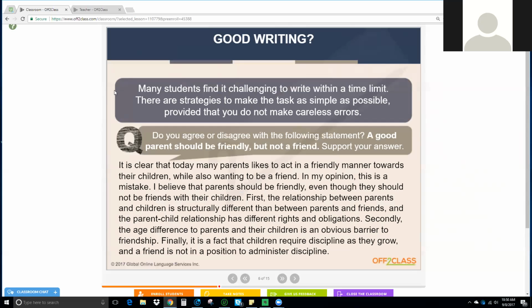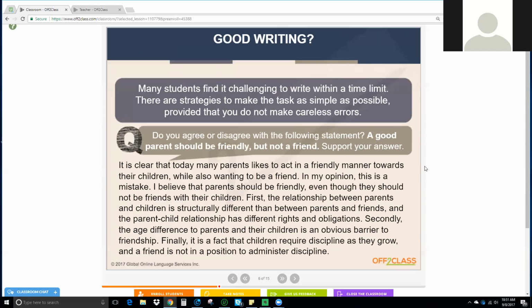So here's another example question. Do you agree or disagree with the following statement? It's actually the same question. A good parent should be friendly, but not a friend. All right, here's a sample answer, and I'm going to go ahead and read this. It is clear today that many parents likes to act in a friendly manner towards their children, while also wanting to be a friend. In my opinion, this is a mistake. I believe that parents should be friendly, even though they should not be friends with their children.